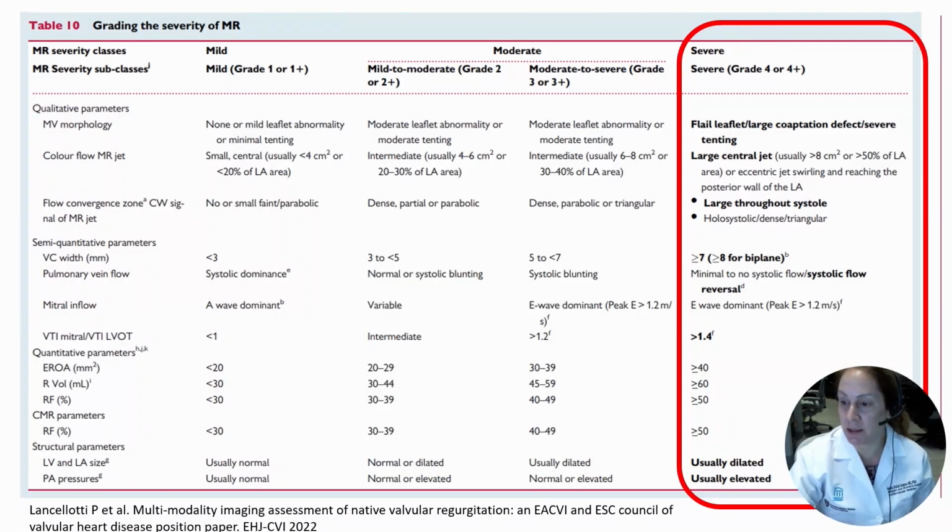Now, this paper from Patrizio Lancellotti in 2022 defined severe mitral regurgitation, and you can see the thresholds: EROA more than 40 mm², regurgitant volume more than 60 mL, and regurgitant fraction more than 50%, which sometimes overlap with the CMR parameters. And of course, we will have a systolic flow reversal if achievable, a large jet, and a dense continuous wave Doppler.